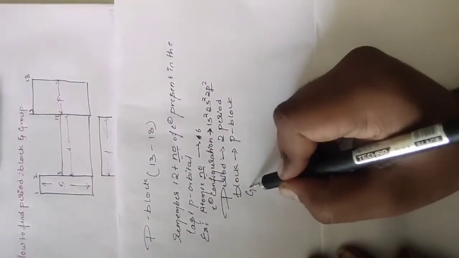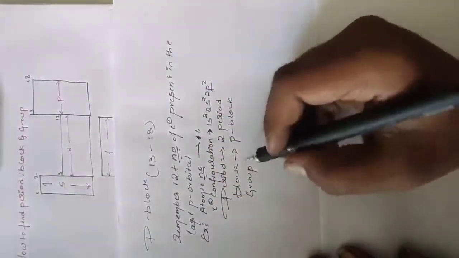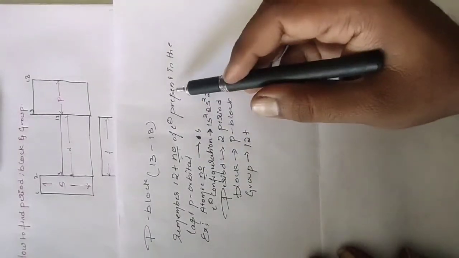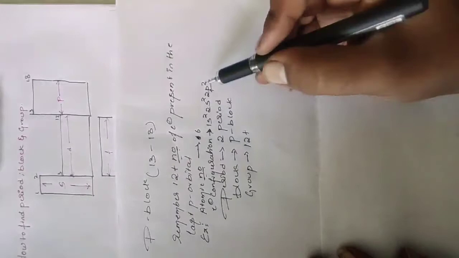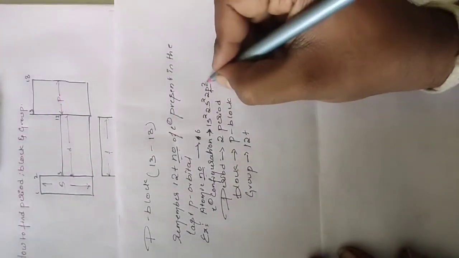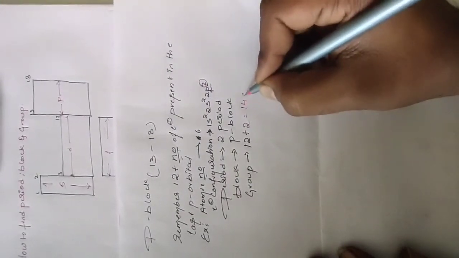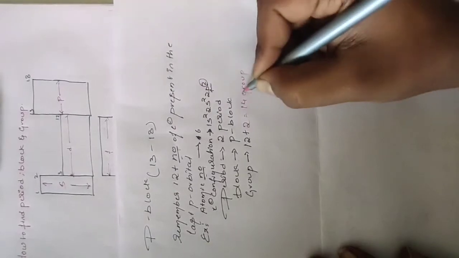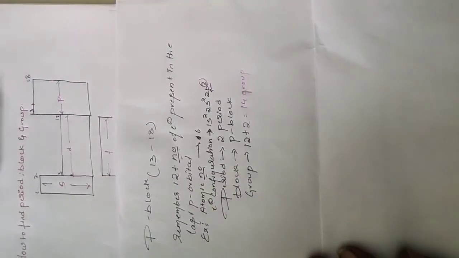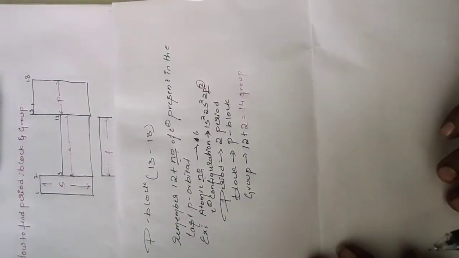Next, group. I told you to remember 12 plus the number of electrons present in the last p orbital. Here the last p has 2 electrons, so we take 2. It is the 14th group. The 14th group means it comes here, correct? Next we take another example.